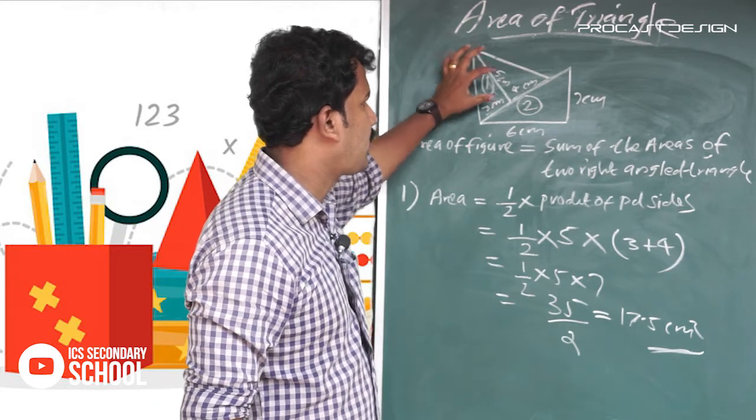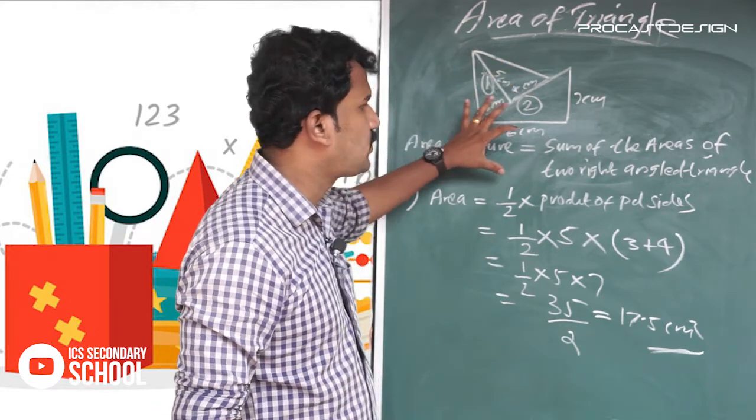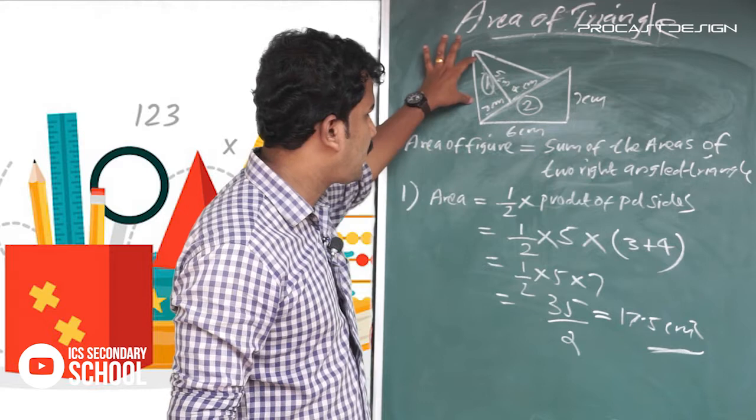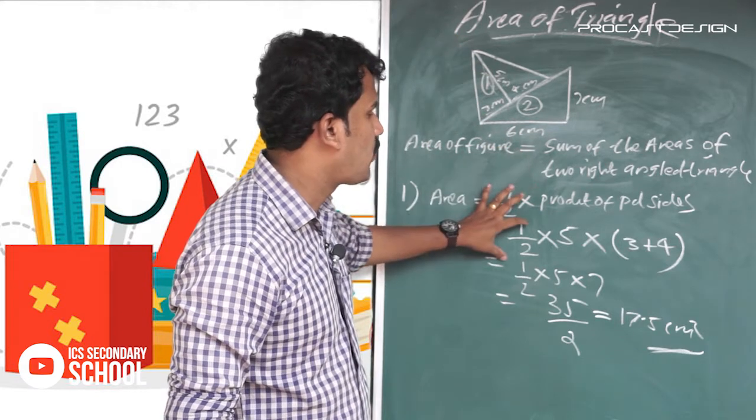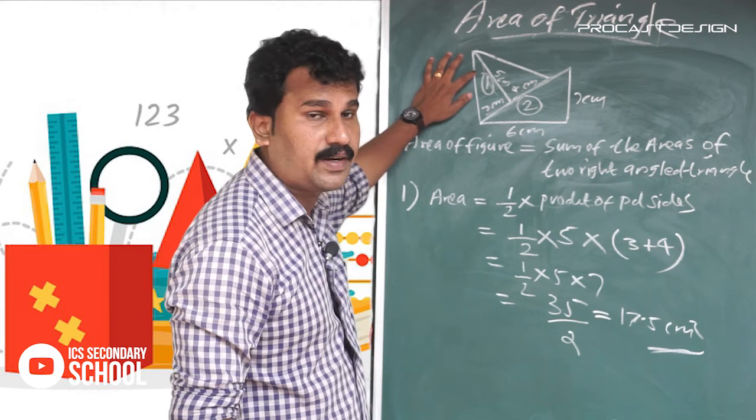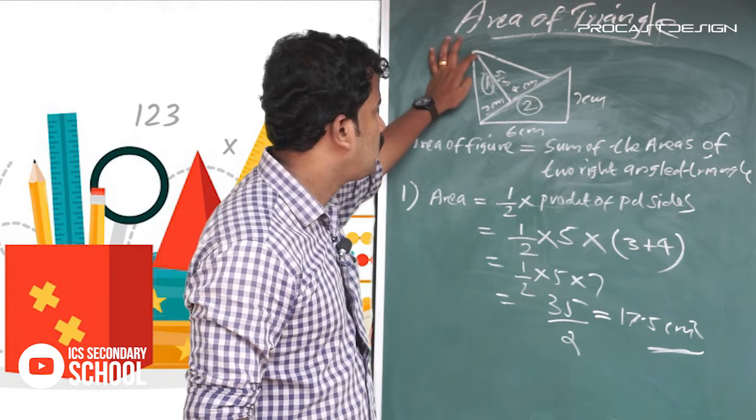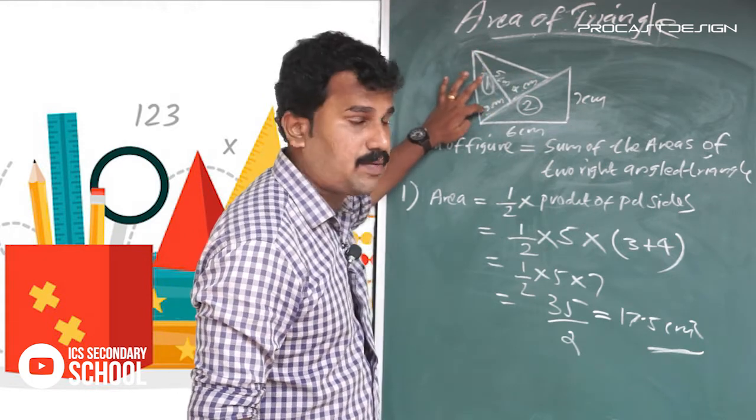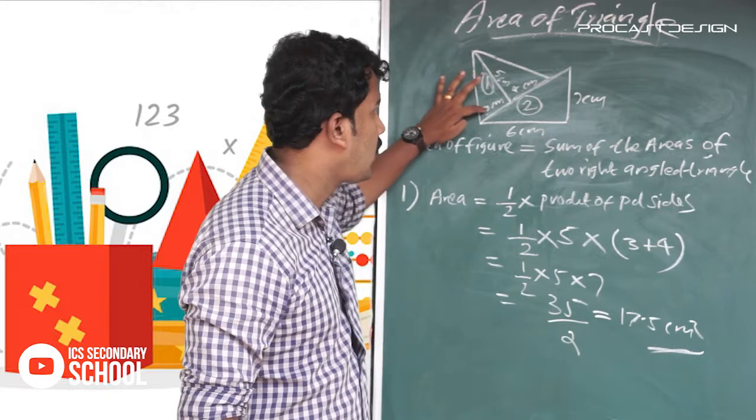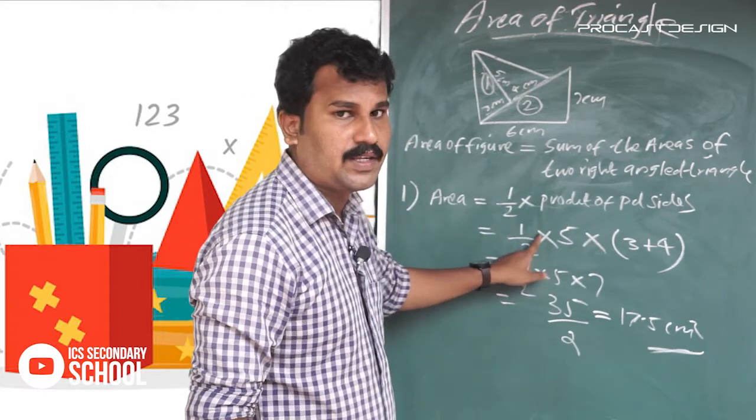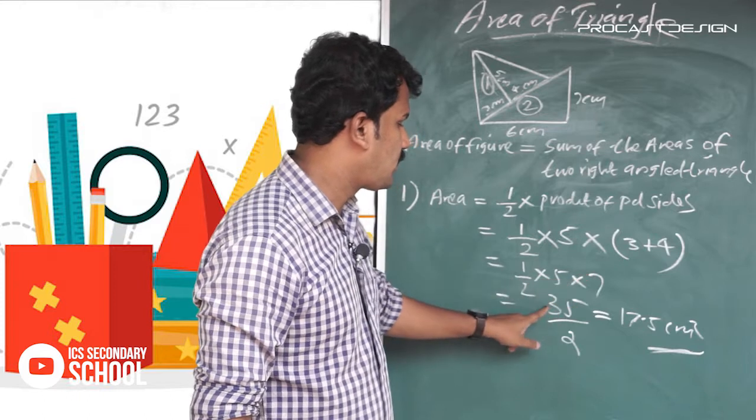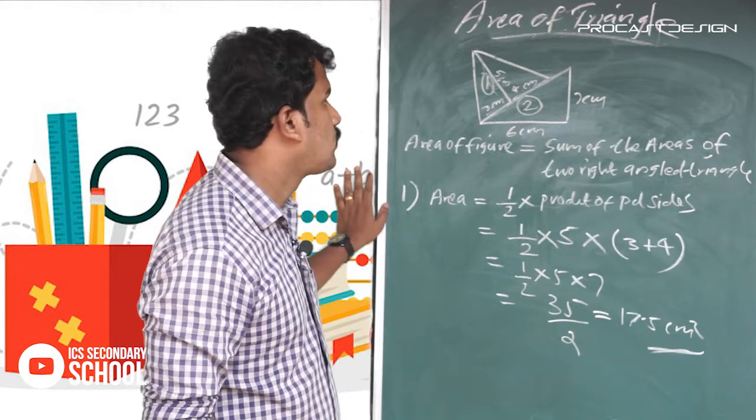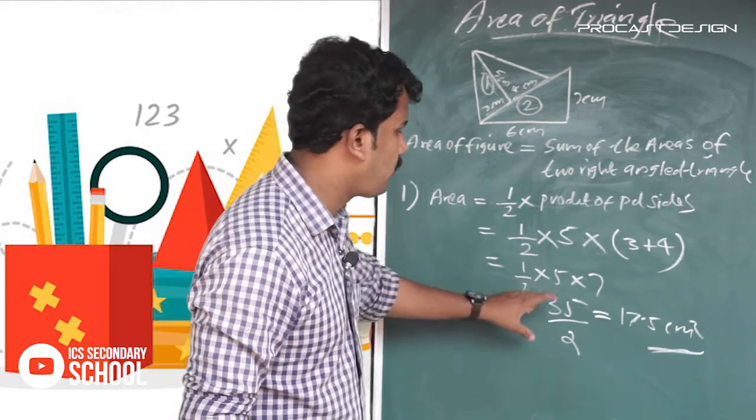Here this is the first right angle triangle and this is the second right angle triangle. The area of the figure is the sum of the areas of the two right angle triangles. The area of the first right angle triangle is half into 5 centimeter into the base, 3 plus 4, that is 7. Half into 5 into 7 is 35 by 2, that is 17.5 centimeter square. So the area of the first right angle triangle is 17.5 centimeter square.